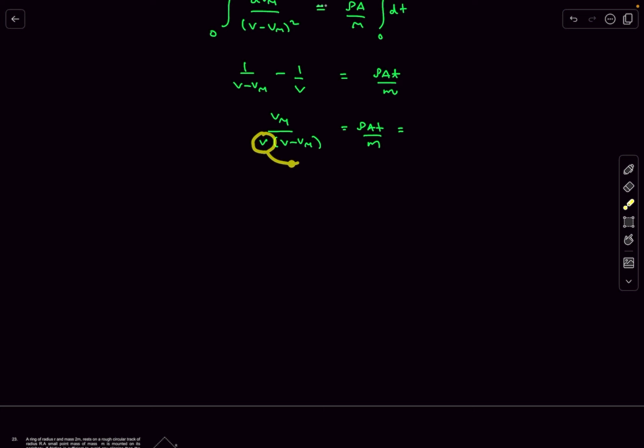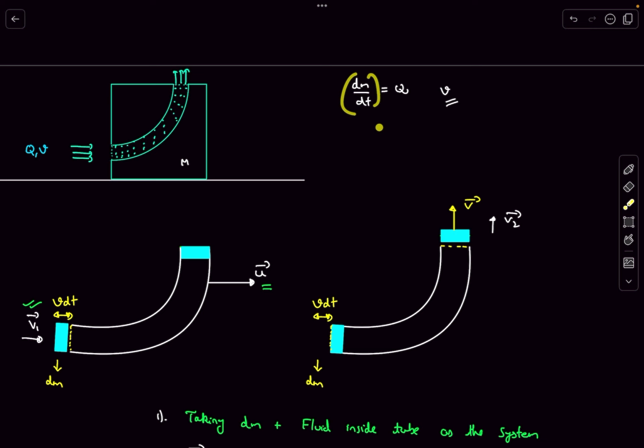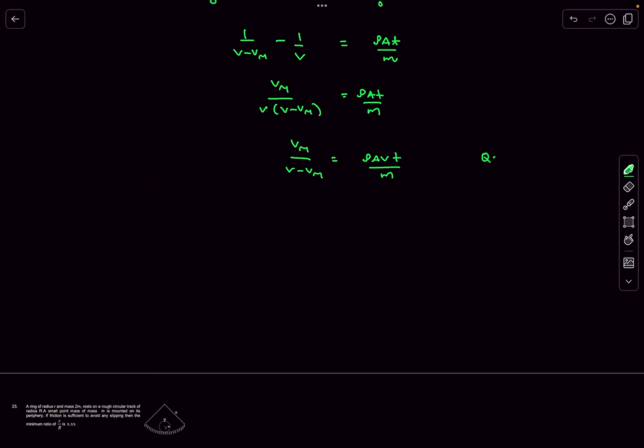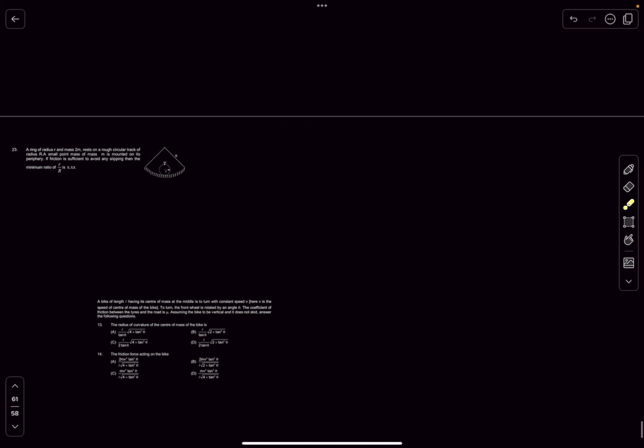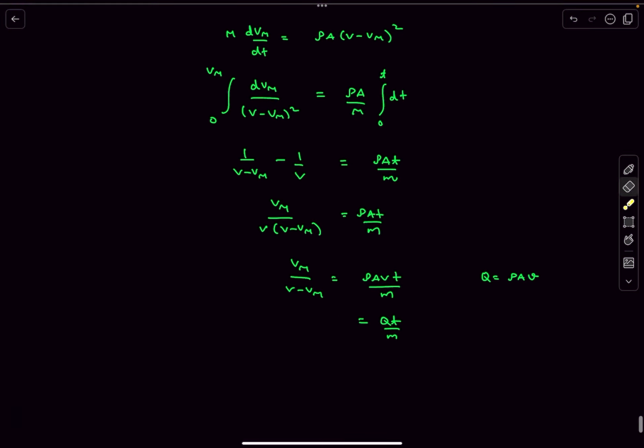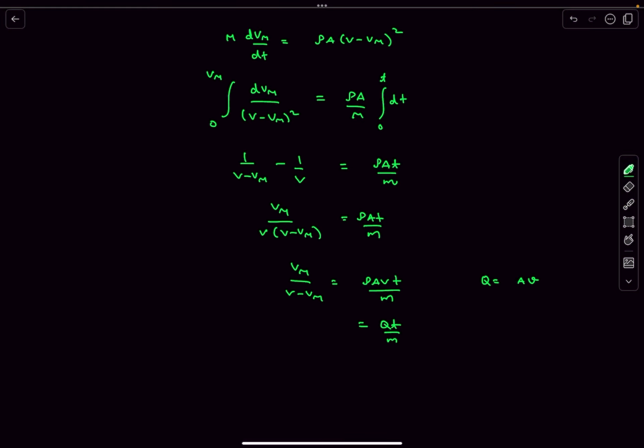So now what we can do is send this v to the other side and write this as, now guys, initially the dm by dt of the fluid was given to be q, which means I can write q as rho a v. So this is going to be qt by m. Now in the options, guys, if you observe, they've mentioned rho times q instead of qt, right? Because if it was dimensionally accurate, then qt would be the dimensions of mass. So here what they must have meant is q is the volume flow rate, which means q is in meter cubes per second. So anyways, if I take q to be the volume flow rate, then that would be just a multiplied by v.